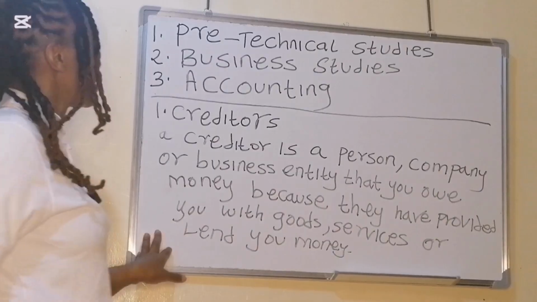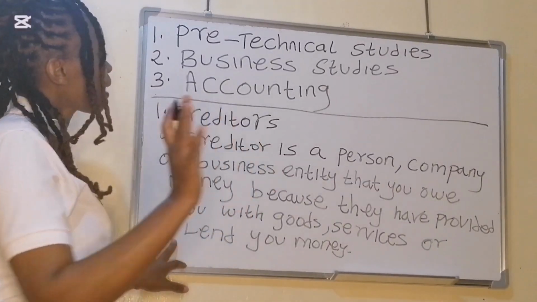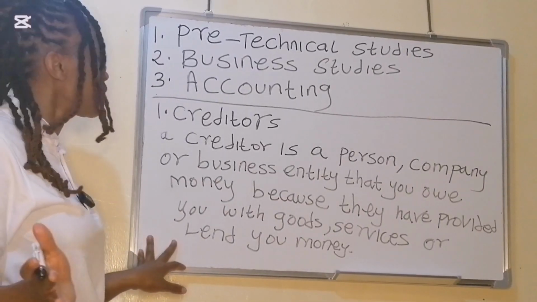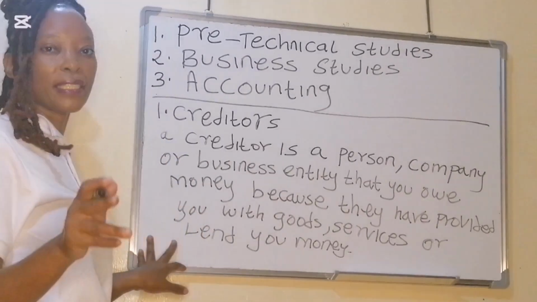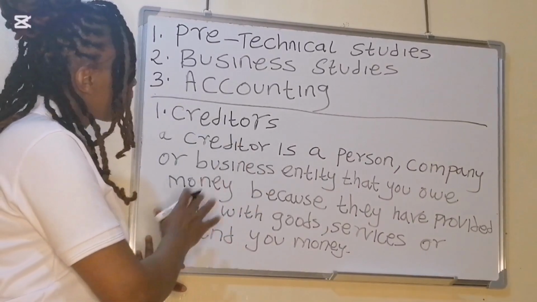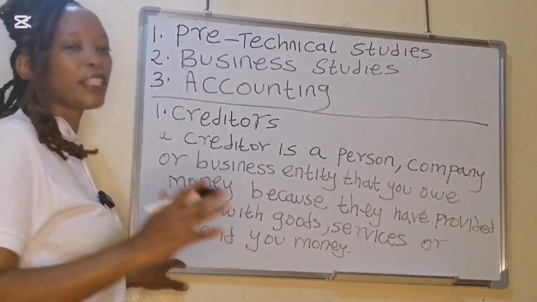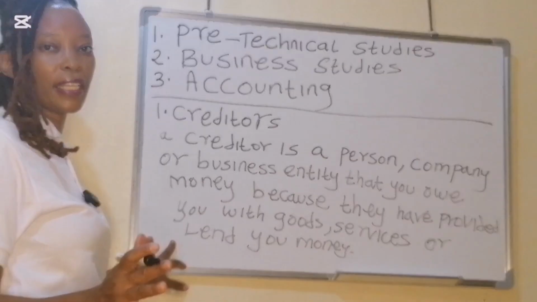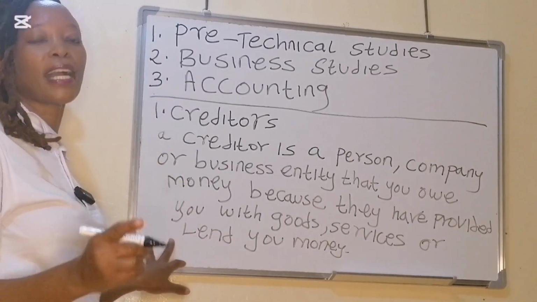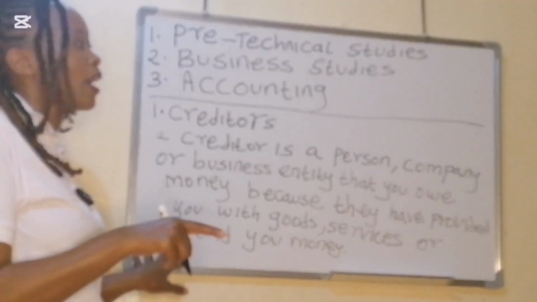Let me explain who is a creditor. A creditor is a person. It can be a person, a company, or a business entity that you owe money as a business. That you owe money because they have provided you with goods, services, or lent you money. Here I have written lend you money. A bank can be a creditor in the business. They have lent you money as a business.